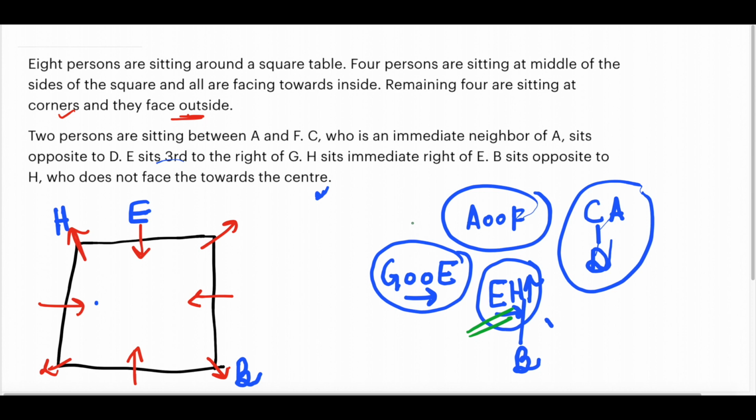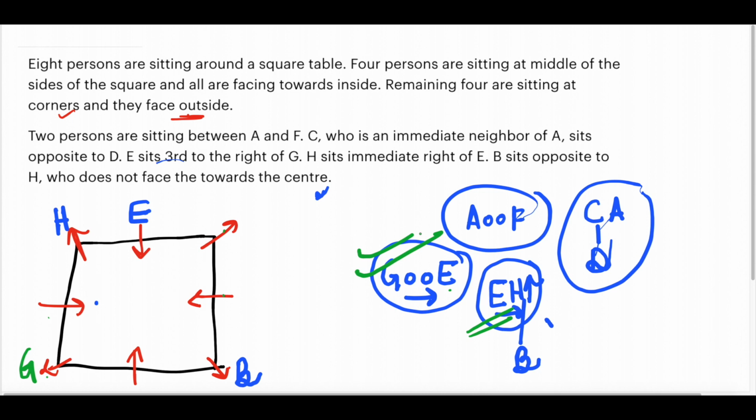Now the next condition is this one. There are 2 persons between G and E, and E is to the right of G. So if you leave these 2 places, you have B here. So obviously G will be here, and E is to the right of G. G faces outside the center and E is clockwise to G, in the clockwise direction. Okay, this is also done.